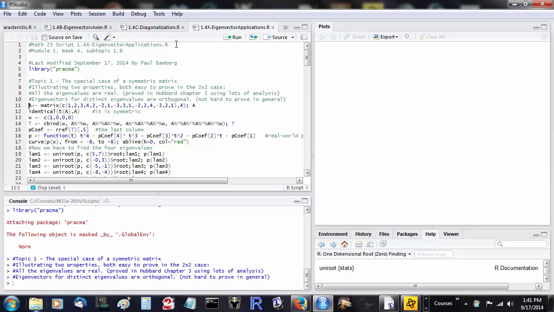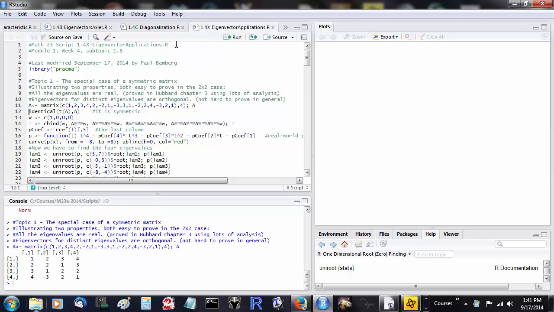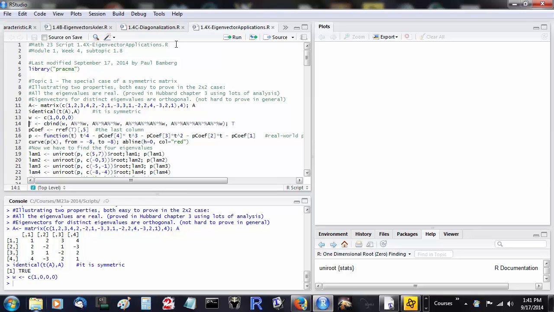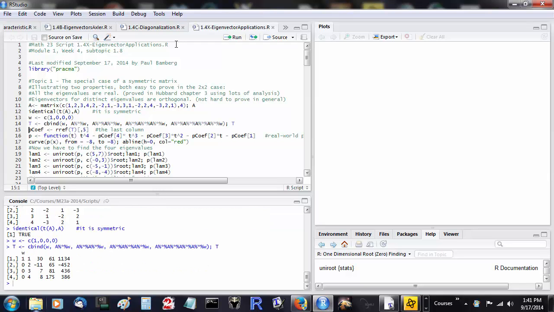So here is any old symmetric matrix. I just made it up. It is symmetric. It's identical to its transpose. And we'll carry out our now very standard procedure, starting with the first standard basis vector as W, multiplying it by 1, 2, 3, and 4 powers of A to make a matrix T.